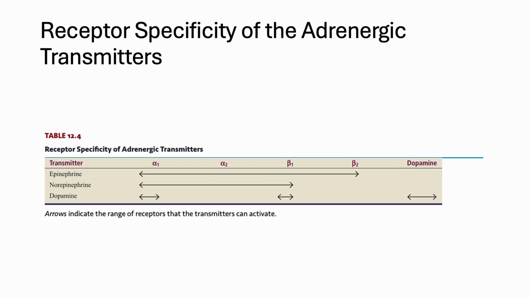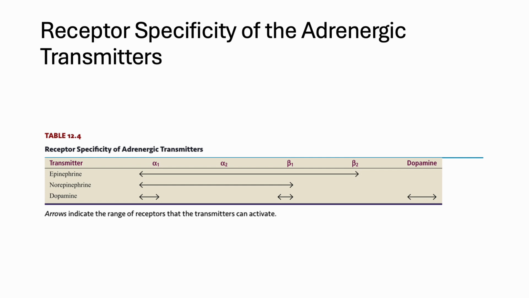Epinephrine is the only one that can activate alpha 1, alpha 2, beta 1, and beta 2. You see there's no activation of dopamine there. Norepinephrine can only activate the alpha 1, alpha 2, and the beta 1. And then dopamine activates alpha 1, beta 1, and only dopamine. But knowing that epinephrine is the only one interacting with the beta 2 receptor can help you to understand what you think is going to happen.